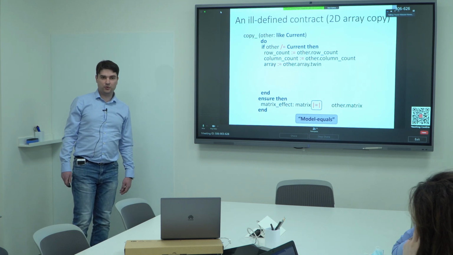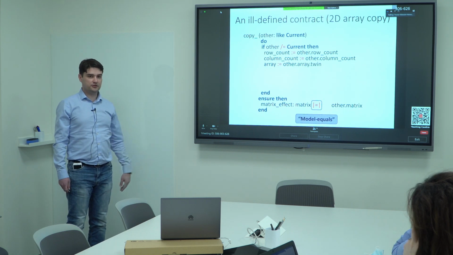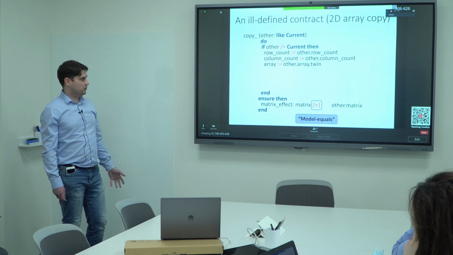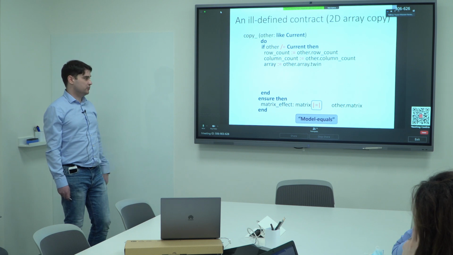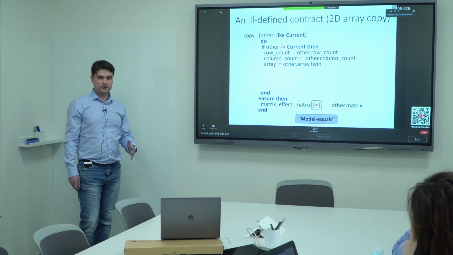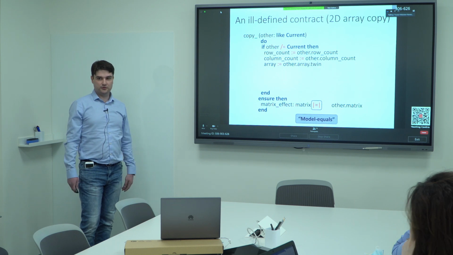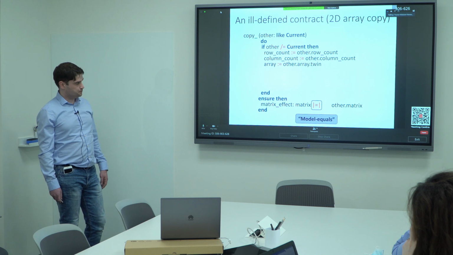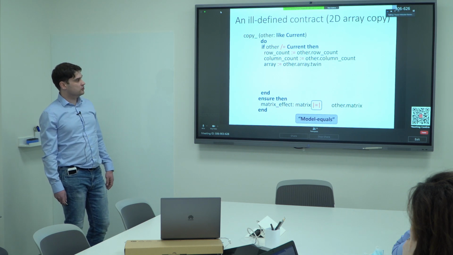And model equality is a separate notion. It was created specifically to make programs verifiable with AutoProof. I'm not digging into the details of model equality, but this is how the postcondition looks. And so what do you think is the problem with this contract and this implementation?